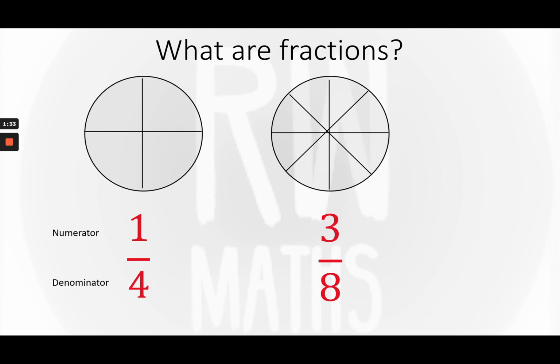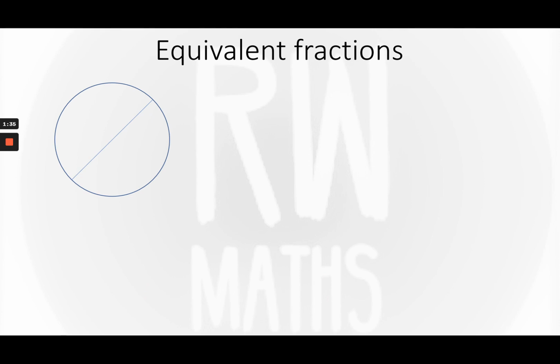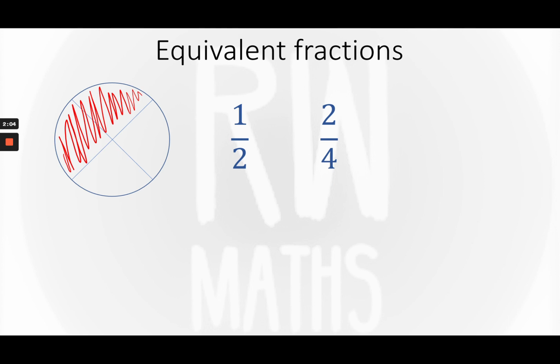Now we look at some equivalent fractions. Sometimes we can have the same proportion of something described in a different way. So if we look at this circle here, it's been cut in half. If I was to shade half of this circle, I've shaded one part out of the 2 that are there. So obviously that's a half. But with exactly the same circle and exactly the same shading, if I was to draw in another line, what we've shaded now isn't one part out of 2, it's now 2 parts out of 4. So 1/2 and 2/4 mean exactly the same thing.